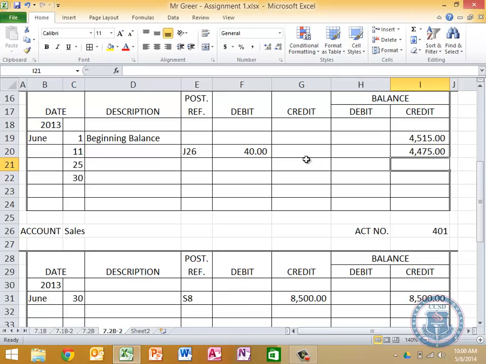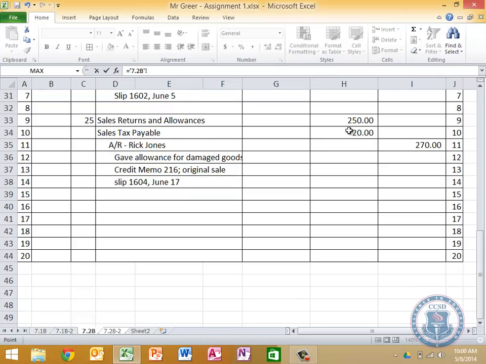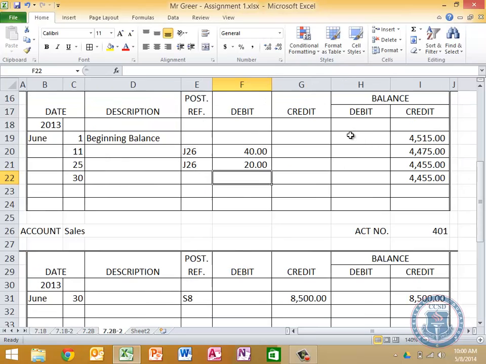We've got it. Now I know I'm going to have two more transactions, so I'm just going to drag this down two more times. My balance is always the same. So my next transaction, which is also on J26 on the 25th, I think, yeah. How much is coming out of that one? What's our debit? 20 bucks. Click.